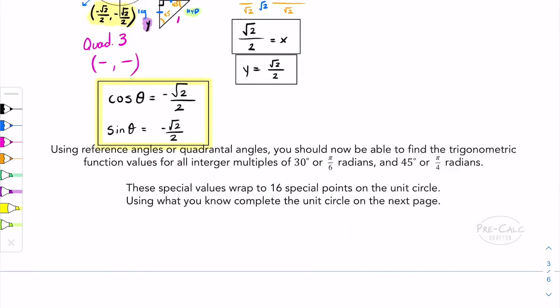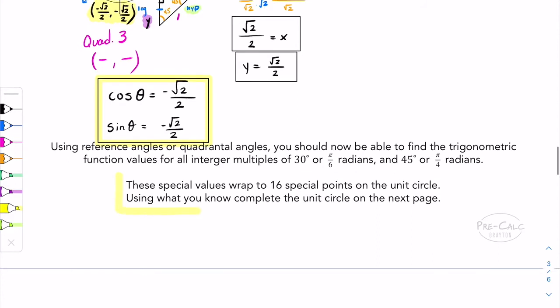There's a note right here that says using reference angles or quadrantal angles, you should now be able to find the trigonometric function values for all integer multiples of 30 degrees, which is pi over 6 radians, and 45 degrees, which is pi over 4 radians. These special values wrap around to produce 16 special points on the unit circle. Use what you know to complete the unit circle on the next page.